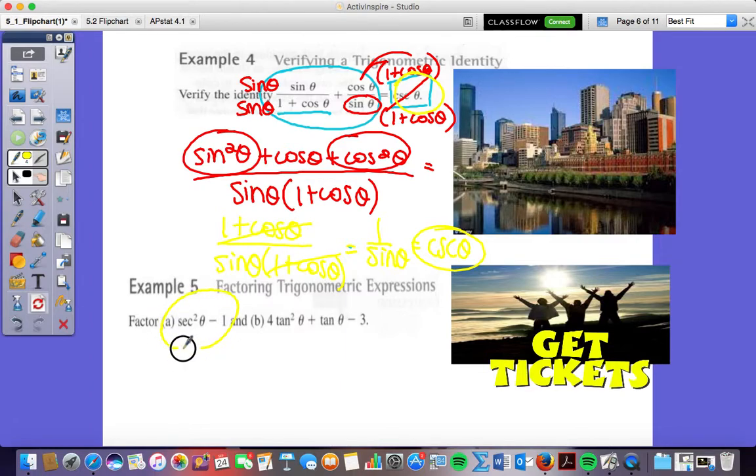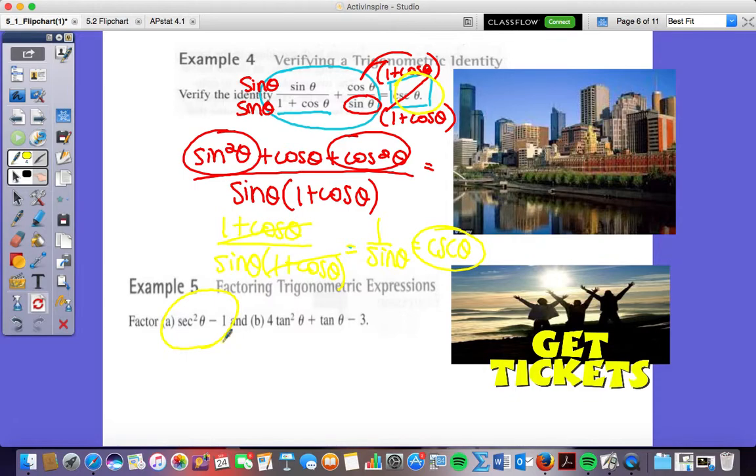Secant squared minus 1. That's a little weird. What if I said, hey, factor this? How would I factor it? 1 over cosine squared, we could. Okay, if we were simplifying, that could be a part of it. But what if I said, hey, just factor it? Don't have to simplify, just kind of factor it and leave it. What would be a way that we could actually factor secant squared minus 1? Secant times what equals? I'm trying to figure out what we can pull out.